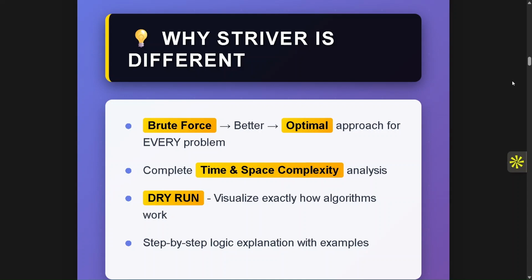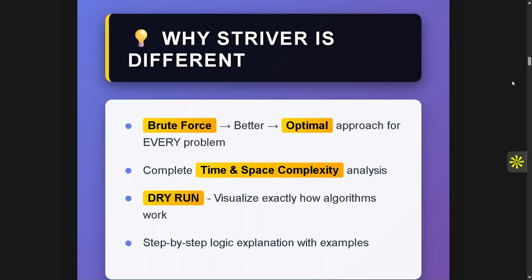You know what most tutorials do? They just throw code at you and expect you to understand. But Striver, he takes a completely different approach. For every single problem, he follows the golden pattern. First, he explains the brute force approach, so you understand the basic solution. Then he shows a better approach, optimizing step by step. Finally, he gives you an optimal solution, the interview-ready answer.